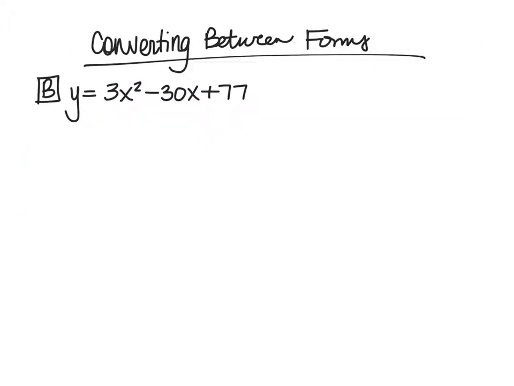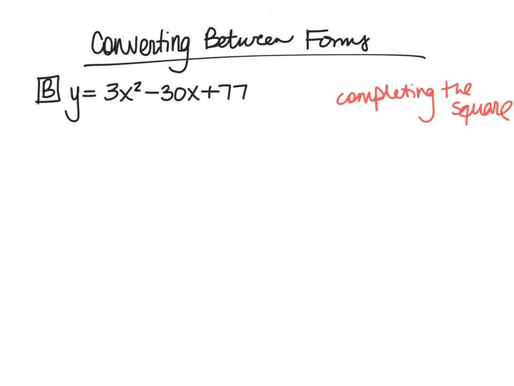So the last thing I want to talk to you about in this video is how to convert between standard form and vertex form, because there are times if we're talking about transformations that it makes more sense for it to be in vertex form. So the first thing we want to do, this is called completing the square. I don't know if you remember doing this in Algebra 1.